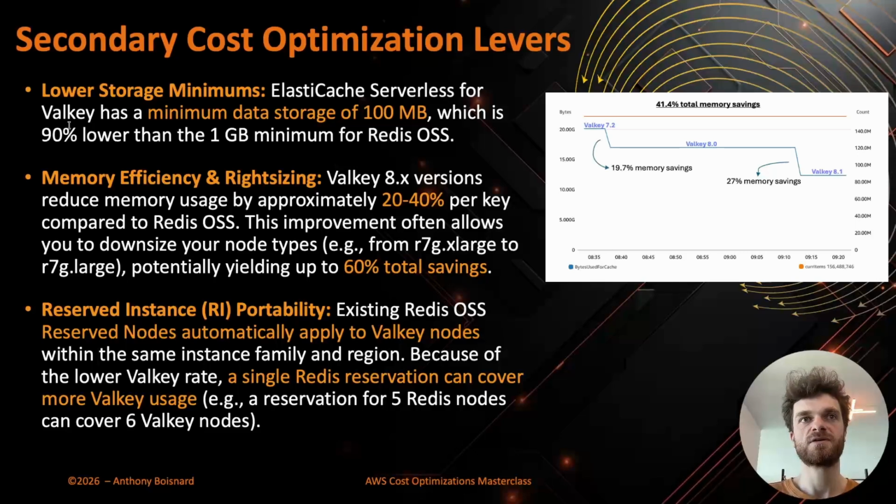And also, AWS facilitates the migration with reserved instance portability, meaning that existing Redis OSS reserved nodes automatically apply to Valkey nodes within the same instance family and region. And because of the lower Valkey rate, a single Redis reservation can cover more Valkey usage. So for example, a reservation for 5 Redis nodes can cover 6 Valkey nodes.